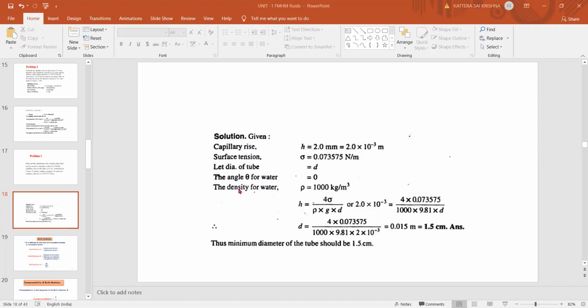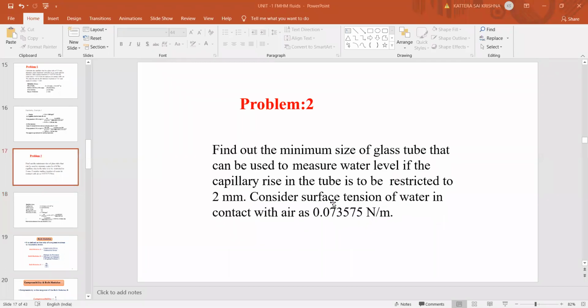And for water, theta is 0, so no need. So the density of water, rho equal to 1000 kg per meter cube. Substitute all the values. So here you have to find this D value. So D equal to how much you need to find. So find the D value.